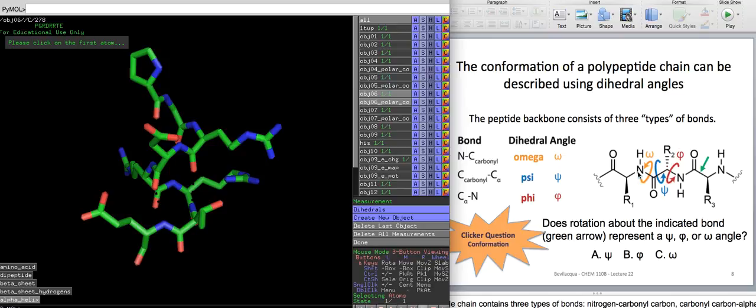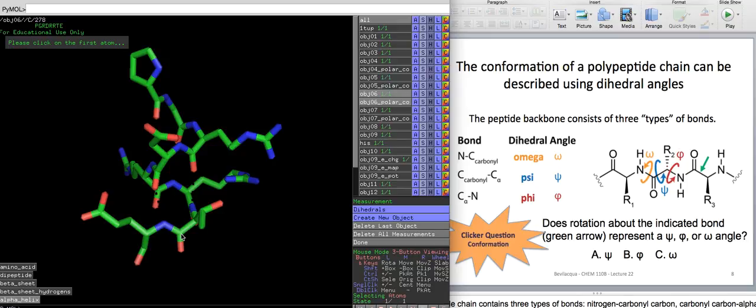And the first thing I'm going to do is measure the omega dihedral. And I want to remind you that dihedral angles always consist of 4 different atoms. And so I'm going to go ahead and find the peptide bond, and it's right there. It's an amide bond. It's between the NH and the C double bond O.